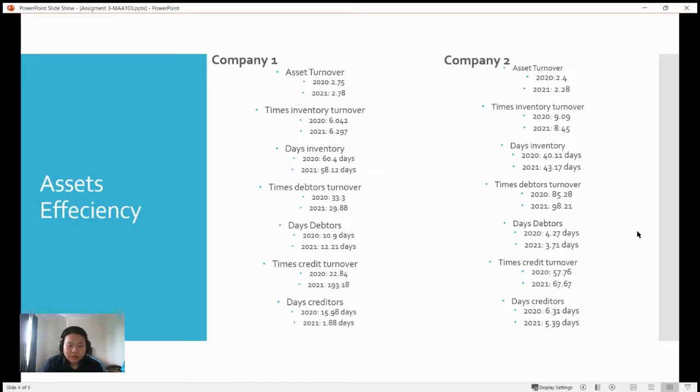Next is the credit turnover and days of creditors. What is days of turnover and creditors? Basically, when they pay on credit, how fast can they return the money? As you can see here, company one is doing much better than company two. In the first half, they do a lot worse, but in the second half, they do a lot better. Company two does well and got better, but not as good as company one. For company one, it first requires only 15 days, then becomes almost 2 days, but for company two, it requires from 5 days to 6 days, then only 5 days.